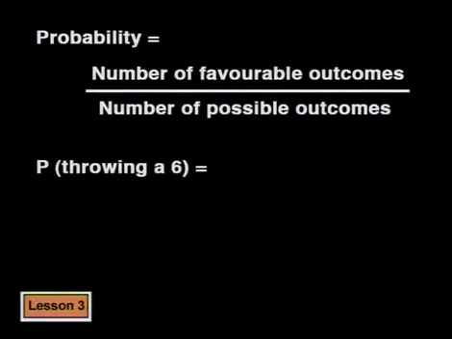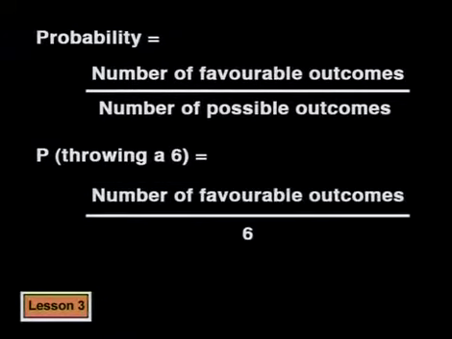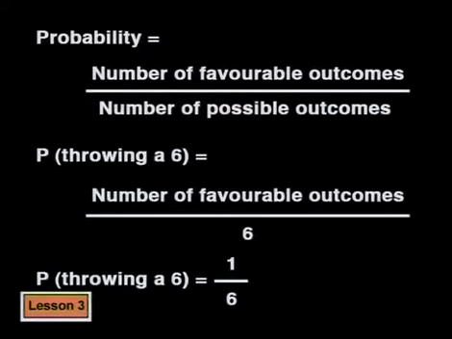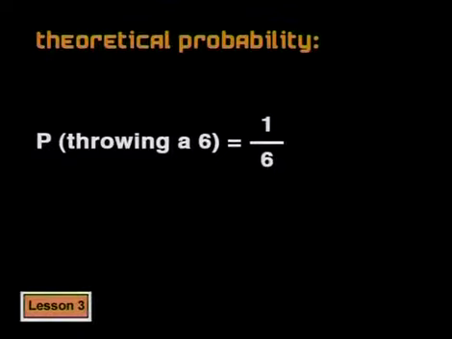We're trying to find the probability of throwing a 6. So we can put throwing a 6 in brackets after P for probability. We know that the number of possible outcomes is 6, but only one side of the dice has a 6 on it, so there's only one chance of getting a 6. That means the number of favorable outcomes is 1. So the probability of throwing a 6 is 1 out of 6. We call this the theoretical probability of throwing a 6.